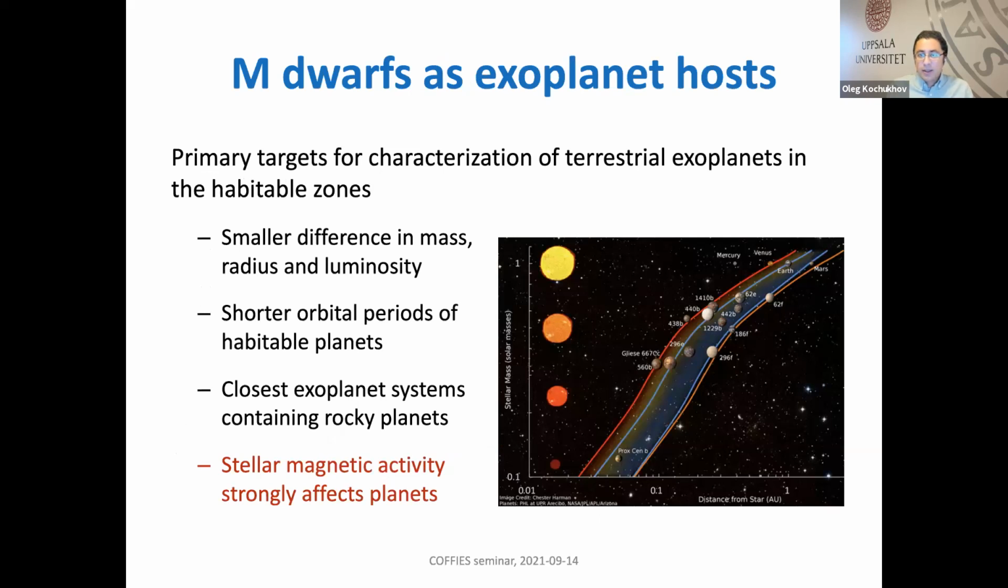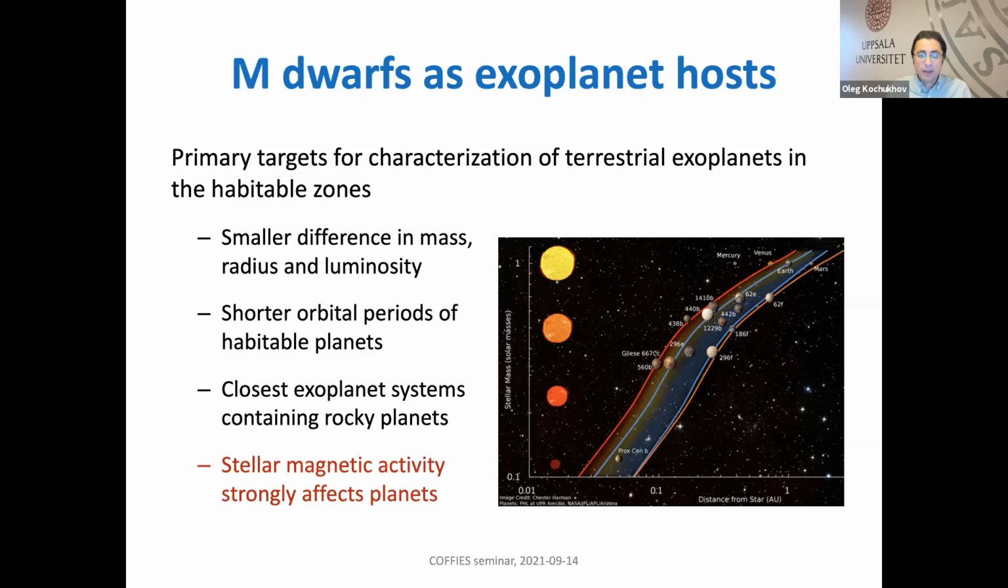M-dwarfs nowadays are extremely popular as exoplanet hosts, and in particular, they are primary targets to detect and characterize atmospheres of rocky, small exoplanets located in the habitable zone. And there are obvious reasons for that. The M-dwarfs are significantly smaller in mass, radius, and luminosity compared to G-type stars, so it is much easier to detect variation in velocity or eclipse signature for an M-dwarf orbited by a rocky planet compared to a G-type star. And of course, such habitable exoplanets around M-dwarfs are located much closer to their host stars, so the periods are shorter, and we don't need to wait for the entire year in order to reobserve the eclipse or obtain full phase coverage of radial velocities.